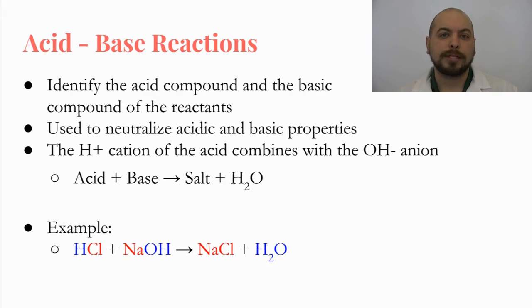In an acid-base reaction, what's going to end up happening is we're going to have the H+ ion from the acid reacting with the OH- anion from the base. In this situation, we create water, and as a result, the anion from the acid and the cation from the base will combine effectively into a salt.